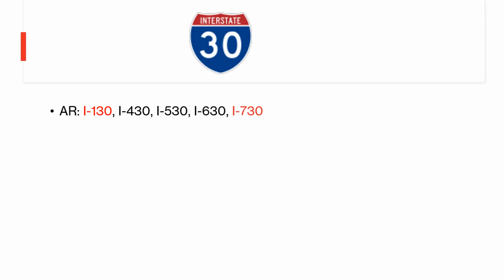I-30, and all these are actually in Arkansas. 130, 430, 530, 630, and 730. 130 and 730 were former and canceled interstates. What is now Interstate 130, I believe, is now part of I-49 through Arkansas. And I don't remember what 730 was.